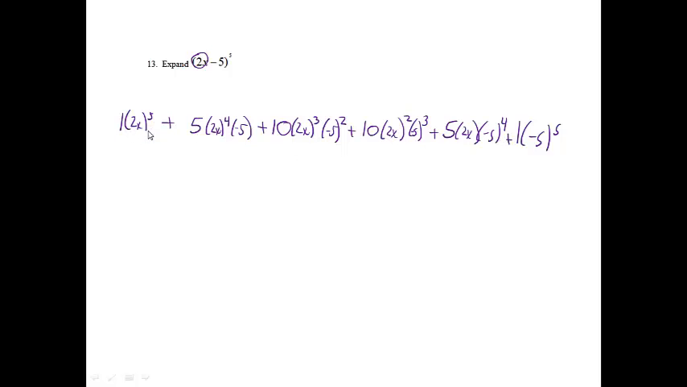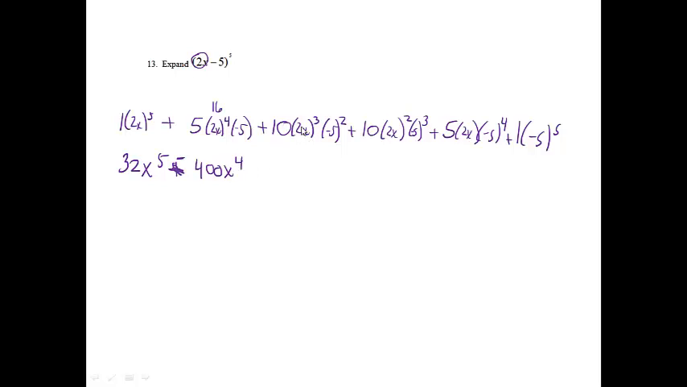Okay, 2x to the 5th. You have to take both parts to the 5th power. So 2 to the 5th is 32, and then we have x to the 5th, and then plus, right here. 2 to the 4th is 16. So we're going to have 5 times 16 times negative 5, which is going to be minus 400, and then we'll have x to the 4th.